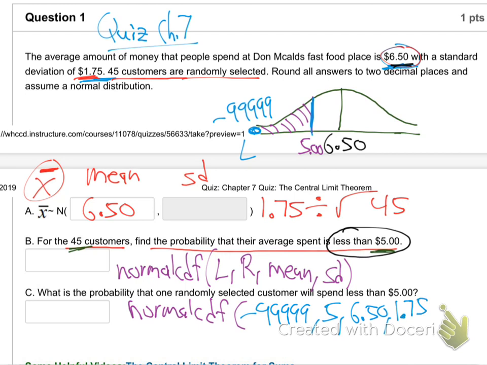But now, is this for a group or an individual? This question's for 45 customers, so I'm going to divide by the square root of 45. I'm betting this is coming out small. This confuses people a lot of times, so let me help. Here's the answer I got on my calculator: 4.47847 E minus 9.